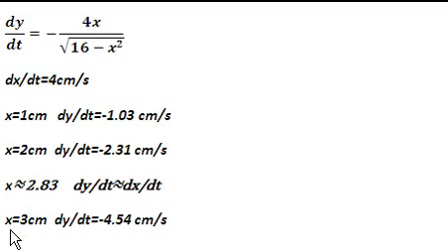And then, of course, we're looking at 3 centimeters, and as you can see, it's speeding up more. So we got negative 4.54 centimeters per second. Now, I graphed this out to look at the graph instead of just looking at some values here. I don't know how much help it's going to be, but let's take a look at it.